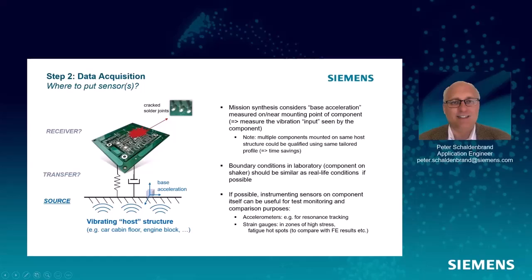So generally we'll have different boundary conditions on the shaker. And if you put an accelerometer on the structure, then you can have an idea of whether you're actually over testing or not. So if possible, take some response measurements on the structure itself.